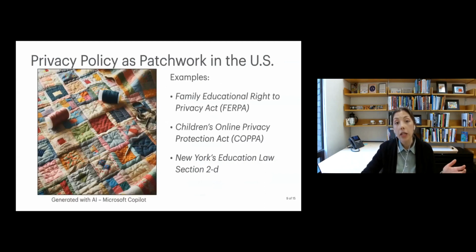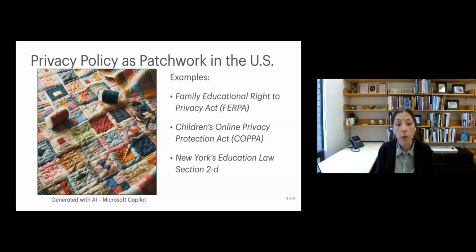So here in the US, we can understand the current approach to privacy as a patchwork. It's a patchwork of federal and state rules designed to inform practice. And it's made up of various pieces, which you will be familiar with in your day-to-day work, including, for example, the federal level where we have the Family Educational Right to Privacy Act, or FERPA, and that limits access to students' personally identifiable information. We also have the Children's Online Privacy Protection Act, which is COPPA.